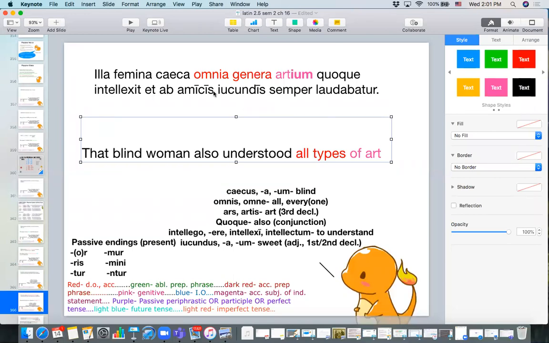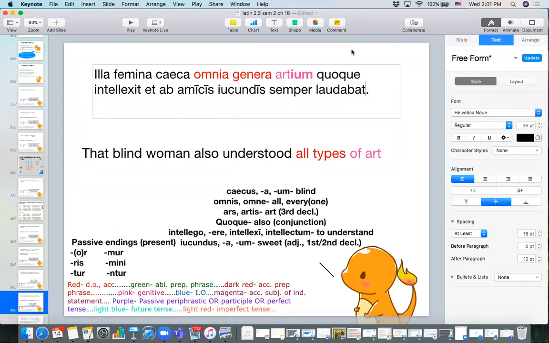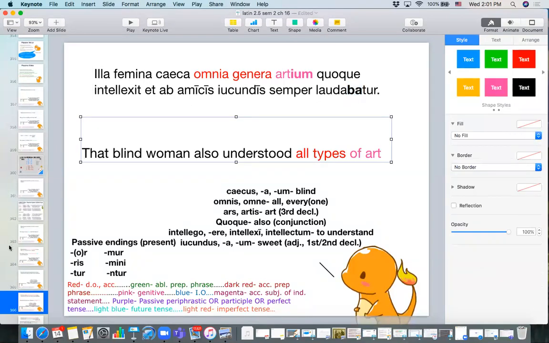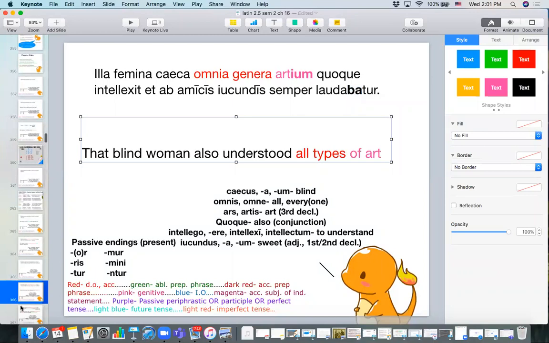And what's our next verb? Laudabatur. So we know laudare means to praise, but this is not they praised. If it was just laudabat, that would be praised, like that blind woman praised. But it's laudabatur, so it's passive. So how do we make the praise happen to her? And it's also past tense passive, like imperfect passive. That's what the BA is doing. So it's that she was praised.